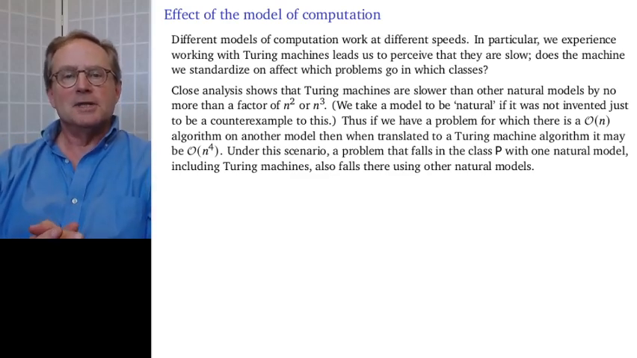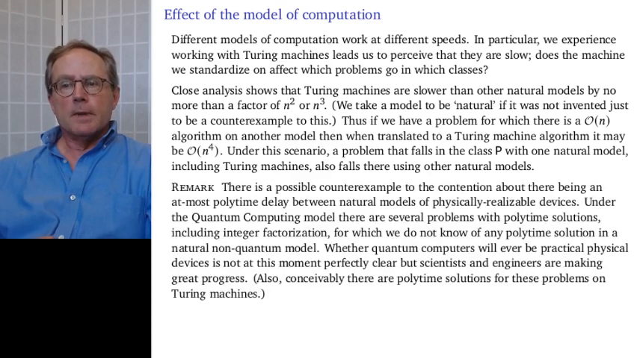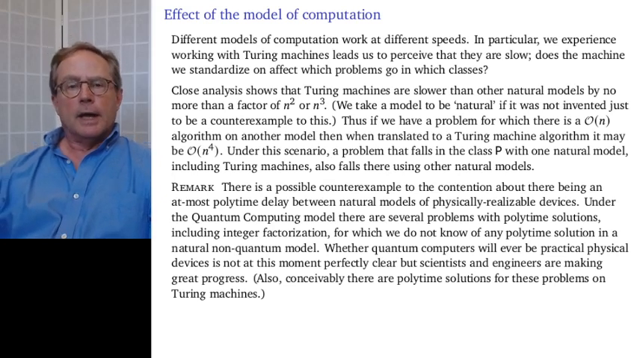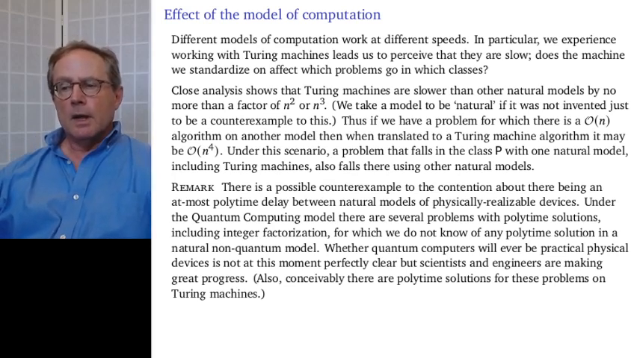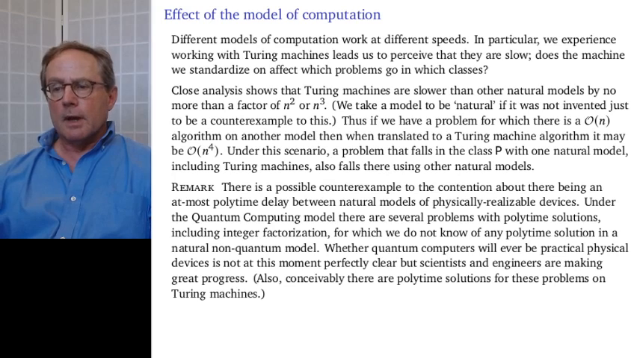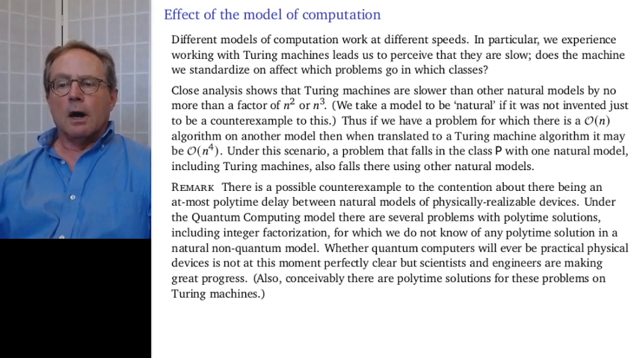I'm glad I posted it, but close analysis shows that it turns out not to be an issue for the kinds of models we are looking at. However, there's a possible counterexample to the contention about being an at most polytime delay between natural models of physically realizable devices. Under the quantum computing model, there are several problems that we know of that have polytime solutions on a quantum computer, but we don't know of a polytime solution on a natural non-quantum model, on a Turing machine.